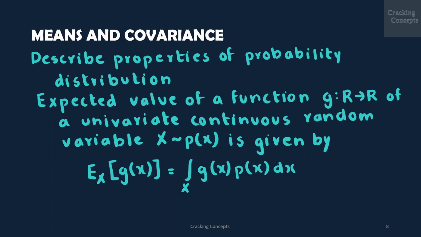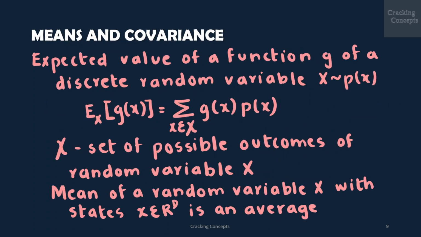The expected value of a function g mapped from R to R of a univariate continuous random variable x, p of x, is given by expectation of g of x, which is the integral over x of g of x, p of x dx. Correspondingly, the expected value of a function g of a discrete random variable x, p of x, is given by the expectation of g of x, which is the sum over x element of X of g of x into p of x, where X is the set of possible outcomes, which is the target space of the random variable x.